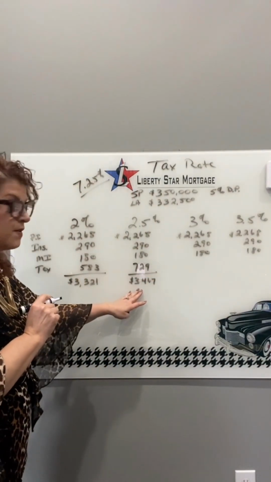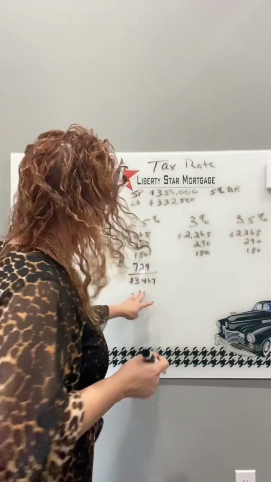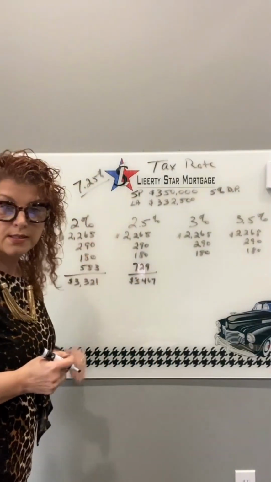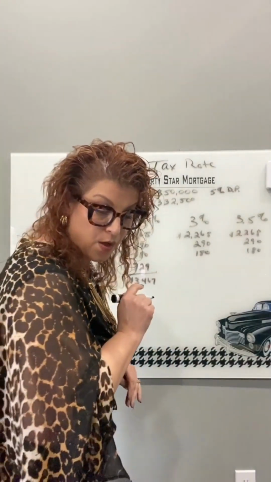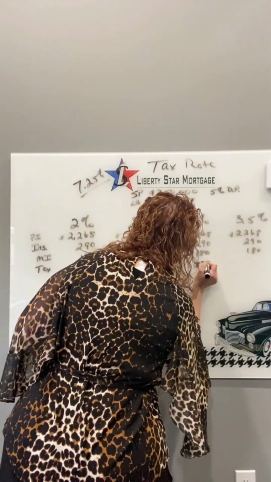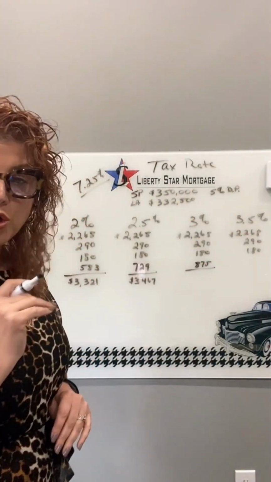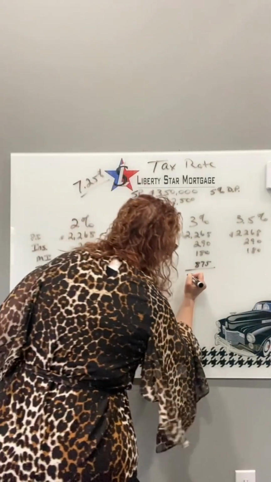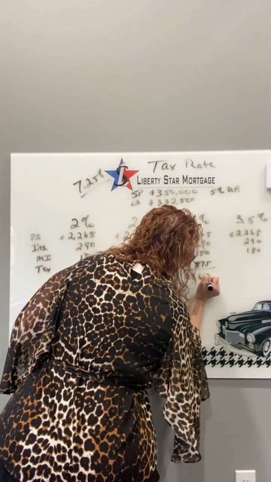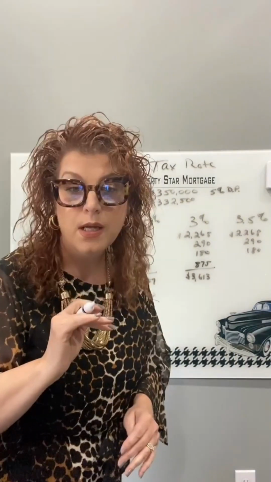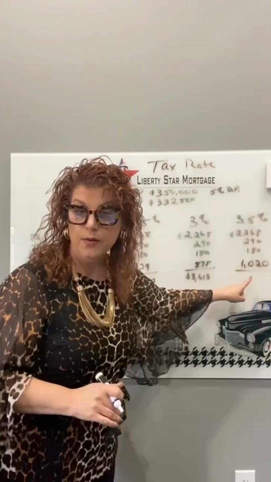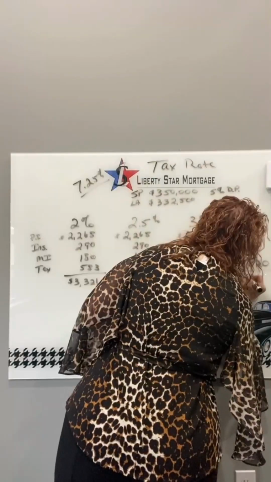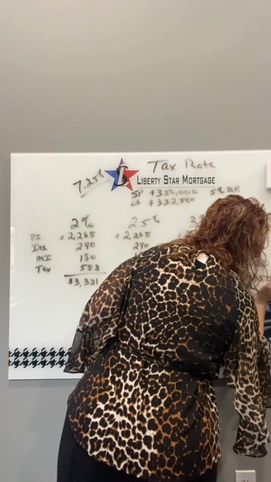$3,321, $3,467. It's not that big of a difference, 2.5 to 2% tax rate. Now we're going to go up to a 3% tax rate. And those taxes would be $875. So you're going to end up with a total payment of $3,613. Then finally, we're going to go all the way up to the 3.5. So those taxes would be $1,020. So this payment is going to be $3,758.